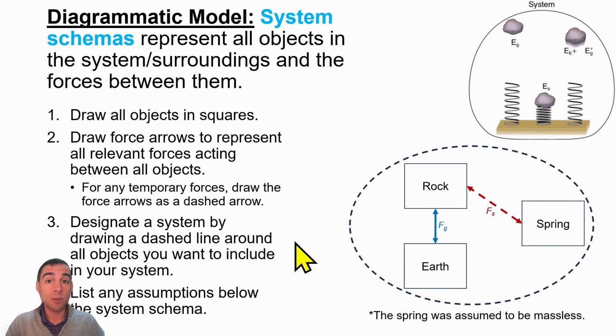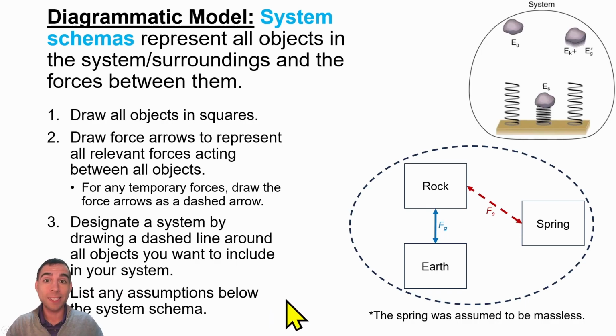Then you designate your system. You can choose which objects to include in your system by drawing a dashed line around all the objects that you want to include. For a closed system where we don't have any external forces acting, we would include all of the relevant objects in our system. But you can change this around and choose to include certain objects in your system, and that would end up giving us a system where maybe energy is not conserved because it's open to the environment and external objects can act with external forces.